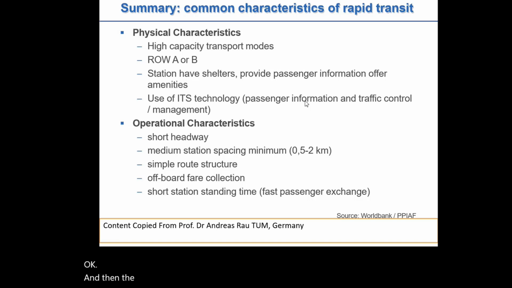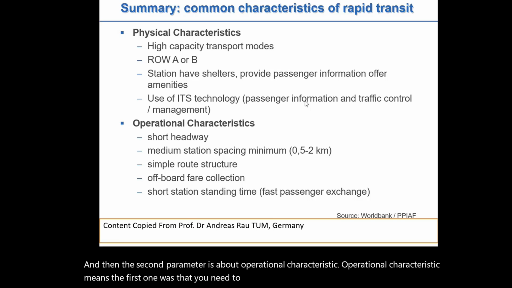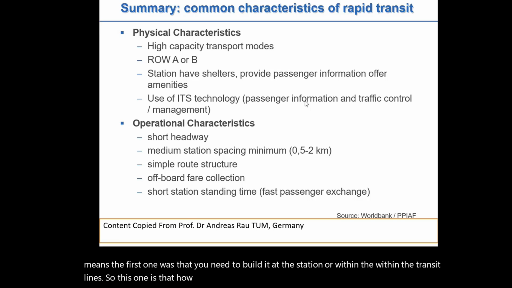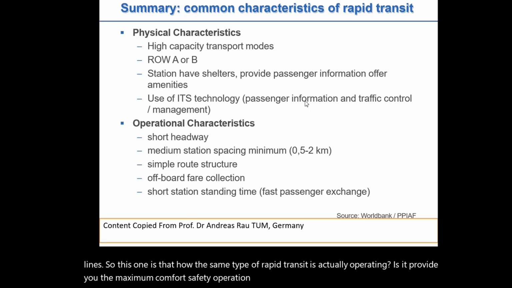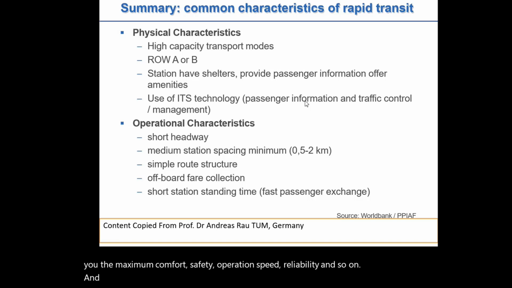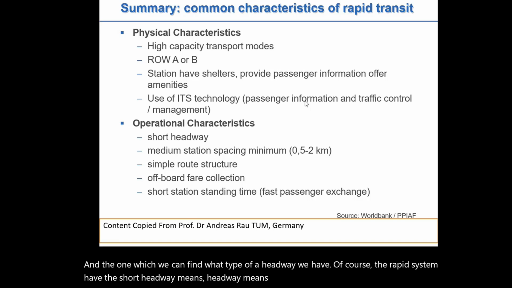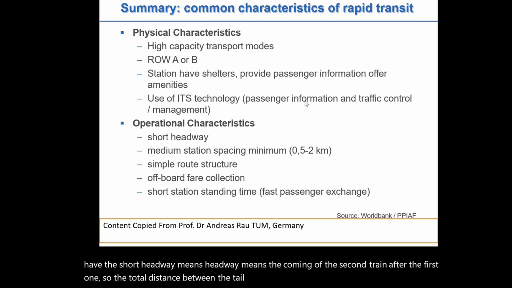And then the second parameter is the operational characteristic. Operational characteristic means how the same type of rapid transit is actually operating. Does it provide you the maximum comfort, safety, operation, speed, reliability, and so on. And we can find what type of headway we have. Of course, the rapid system has a short headway. Headway means the coming of the second train after the first one, so the total distance between the tail of the first train and the head of the second one, which is about to come at this station.